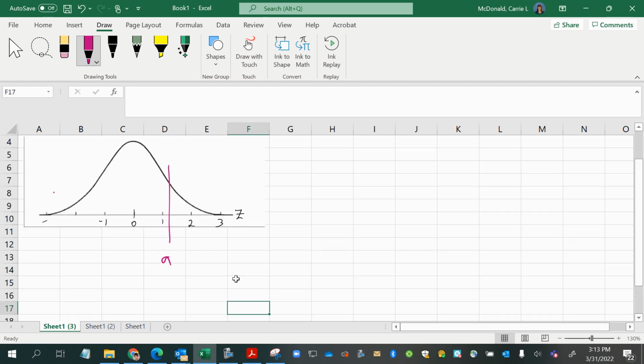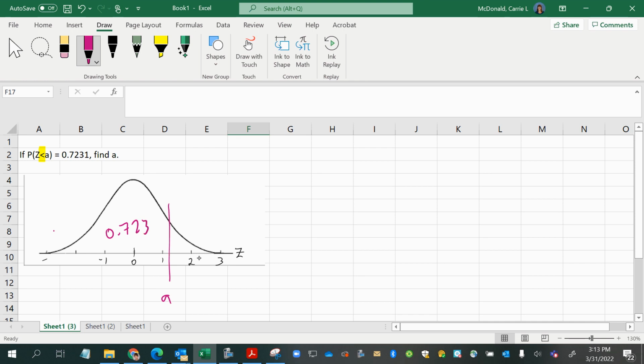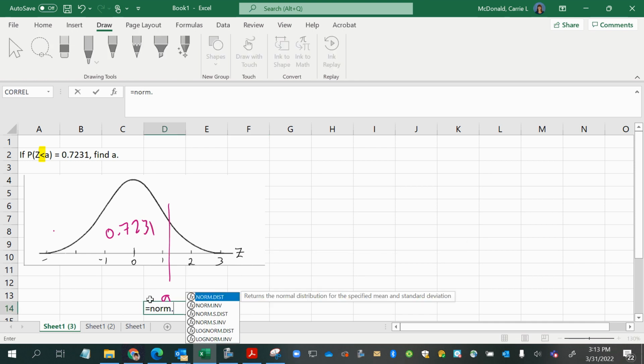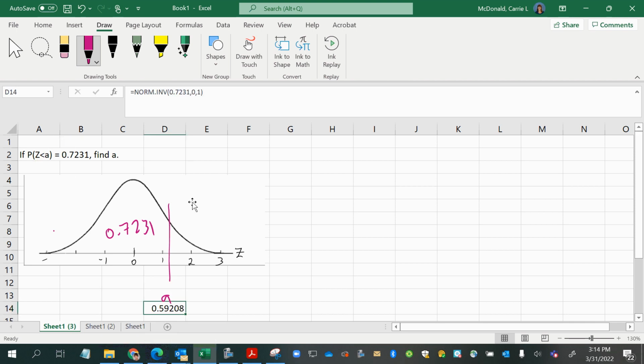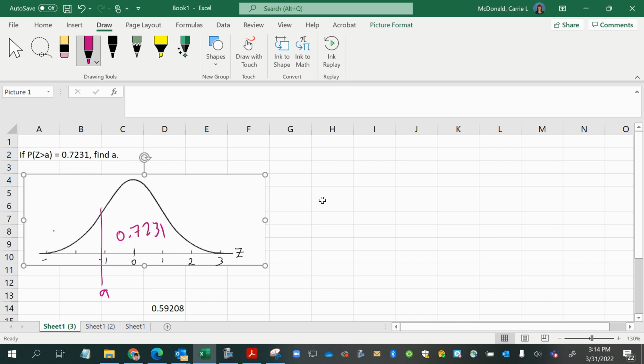Okay, so now, with an area of 0.7231 to the left, I can easily use norm.inverse to find the answer. Putting in the left probability, then the mean of 0 and standard deviation of 1, and then I get my answer that way. Now, other versions of this question could be that they give you a greater than symbol. And if they were to say, let's say the area stayed the same, but it was a greater than symbol here, then all that would change is we would know that A has to be a negative z-score, because now we have a larger area to the right, larger than 0.5, which would put the smaller area on the left of A. And we would get that area by doing 1 minus 0.7231, since we know that the whole area under the curve is 1.